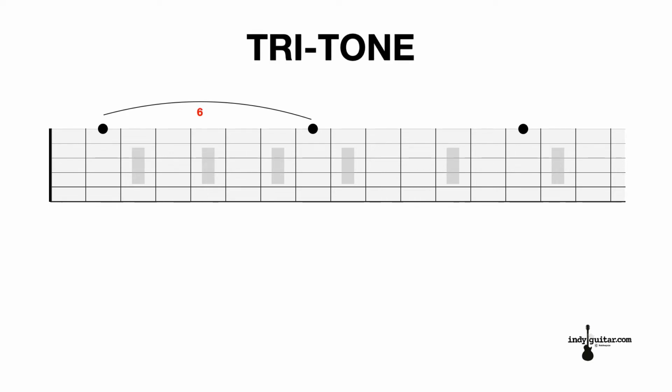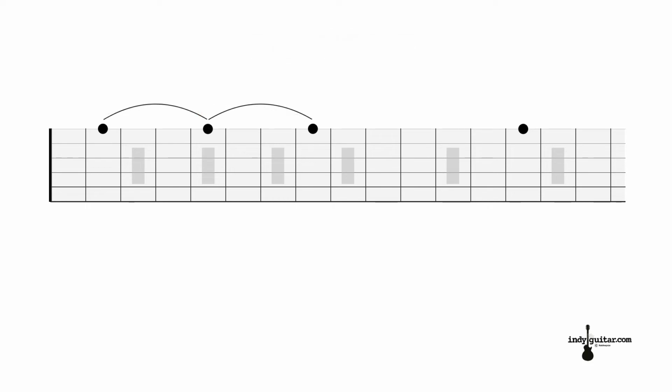There's only one of these in every key. It's between the 7 and the 4. Divide that in half, and you got 2 3s.